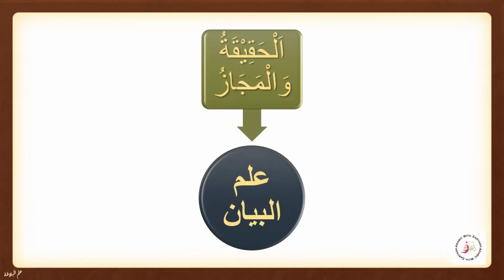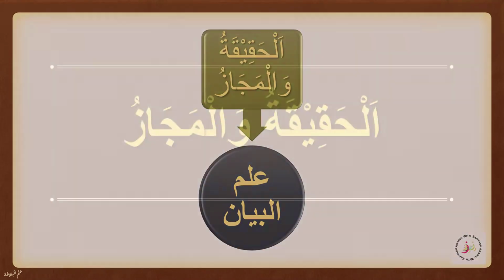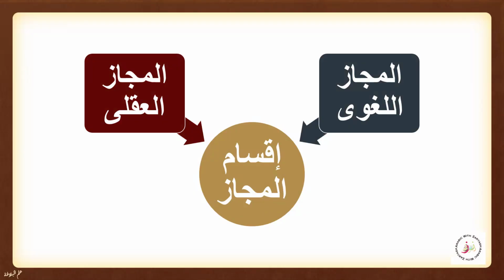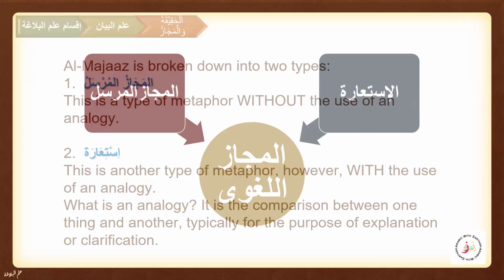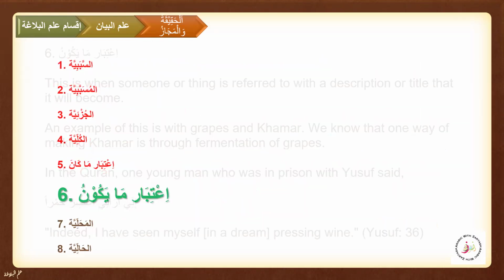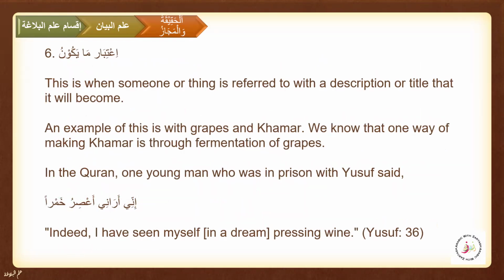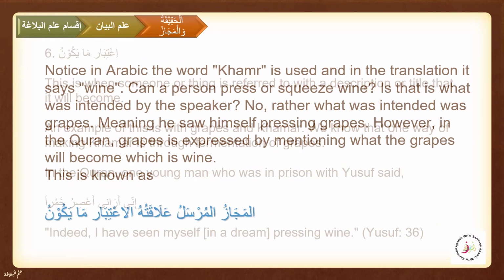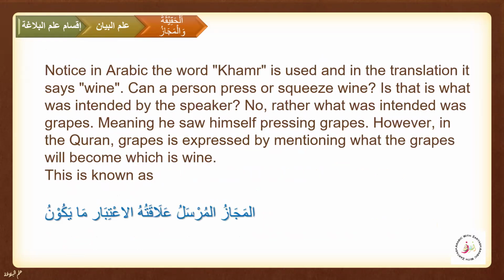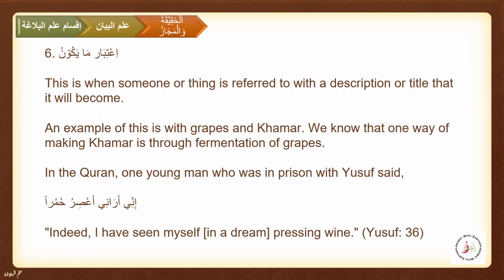As we know, we are starting with this Itibar Ma Yakunu, what something will become. We'll see a very beautiful example from the Quran, and it's an example of grapes and khamar. We know that one way of making khamar is through the fermentation of the grapes. So in this form of the majaz, we are going to see what something is going to become.